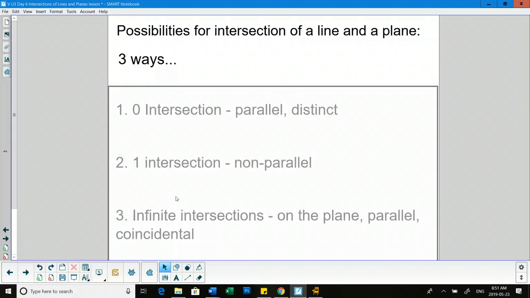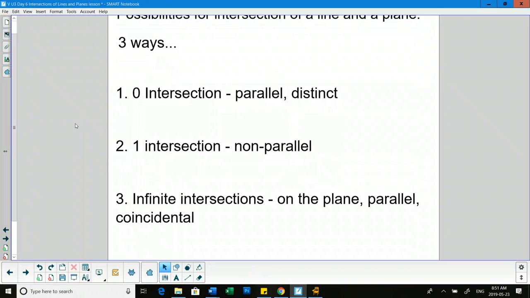Those are really the only three options that we can have. We can have 0 intersections where they're parallel and distinct. 1 intersection where it's not parallel, so it just cuts through our plane. And infinite intersections, which means the line is literally on the plane, and we call it coincident or coincidental.